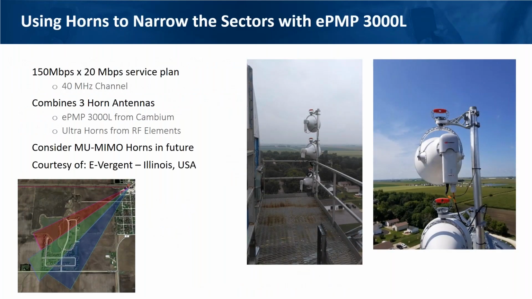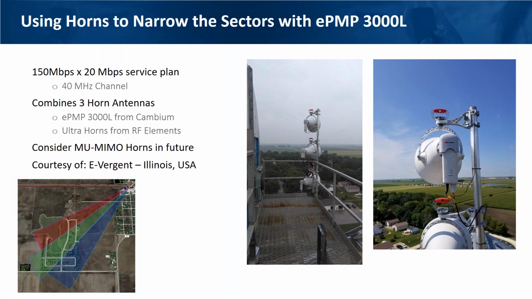Here's another example. This is a good customer of ours. It's a company called eVergent. They're located near Chicago, which is where our corporate headquarters are, in Chicago, Illinois, in the U.S. This is an example of using horn antennas. These horns are from a company called RF Elements.